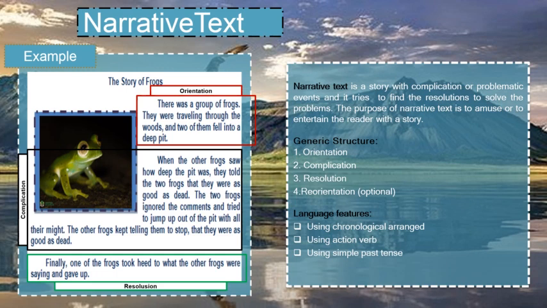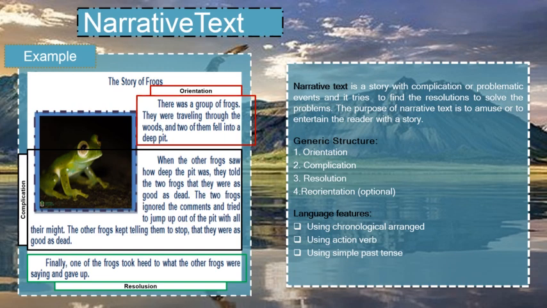When the other frogs saw how deep the pit was, they told the two frogs that they were as good as dead. The two frogs ignored the comments and tried to jump out of the pit with all their might. The other frogs kept telling them to stop, that they were as good as dead. Finally, one of the frogs heeded what the other frogs were saying and gave up.